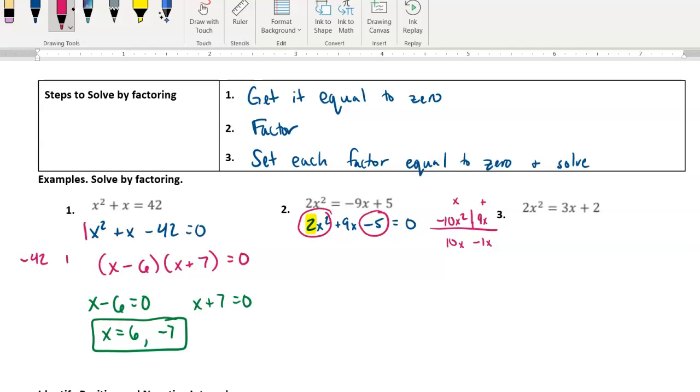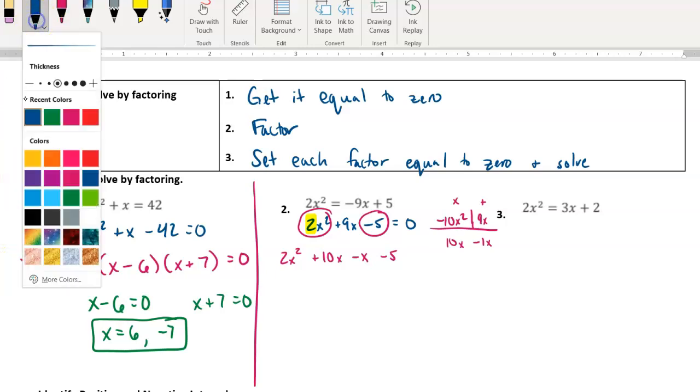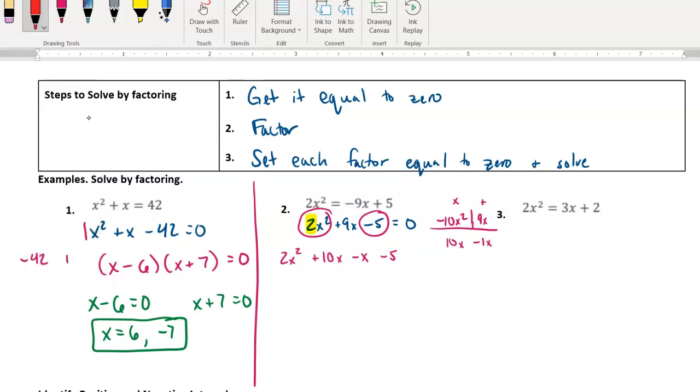So remember, what we do is we rewrite. So I'm just going to do this so we have some separation here. We're going to rewrite the first term and the last term. In the middle, we'd write down our 10x minus x. So we replace 9x with 10x minus x. And now we're going to do this by grouping. So we are going to group together the first two terms and the last two terms.